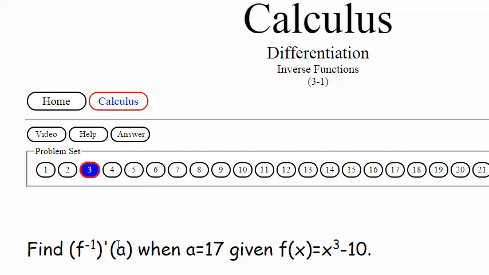Anyway, we're evaluating the derivative of the inverse at a number here. And that number happens to be 17. Let's actually write all this down real quick. We have a is equal to 17 and f of x is equal to x cubed minus 10.